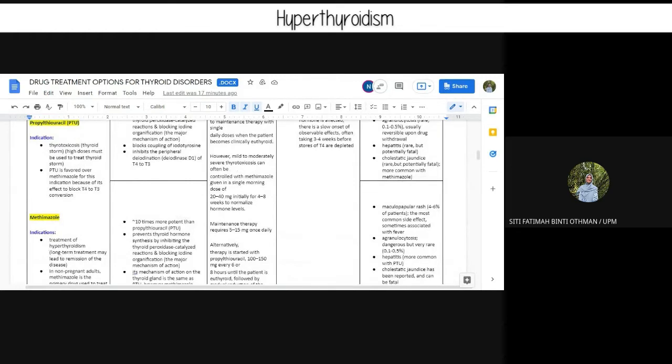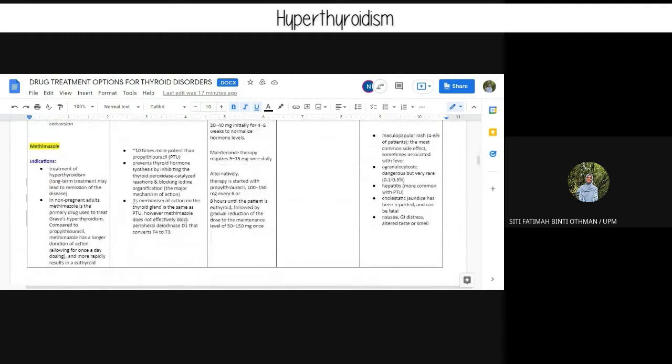For the mechanism of action, methimazole is almost 10 times more potent than PTU. It prevents thyroid hormone synthesis by inhibiting the thyroid peroxidase catalyst reactions and blocking iodine organification, which is the major mechanism of action. Its mechanism of action on the thyroid gland is the same as PTU.